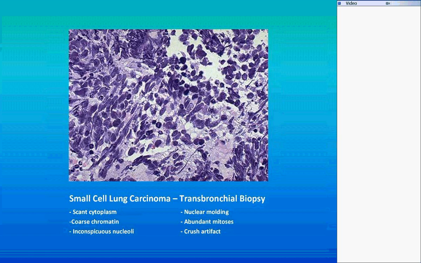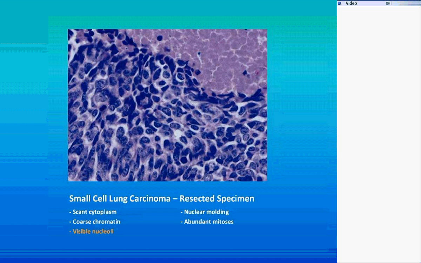The scant cytoplasm, coarse chromatin, inconspicuous nucleoli, nuclear molding, crush artifact. But in resected cases, that crush artifact isn't as apt to be there from the forceps of the transbronchial biopsy, and we have greater preservation, yielding, in some cases, not conspicuous, but at least visible nucleoli. And I don't want people to be dissuaded from a diagnosis of small cell carcinoma if all the other features appear to be acceptable for that based on the seeing of occasional small visible nucleoli.